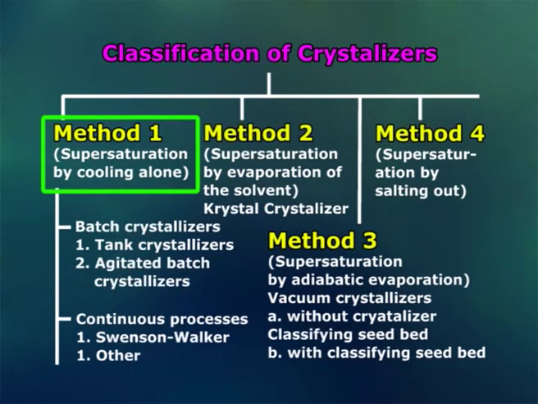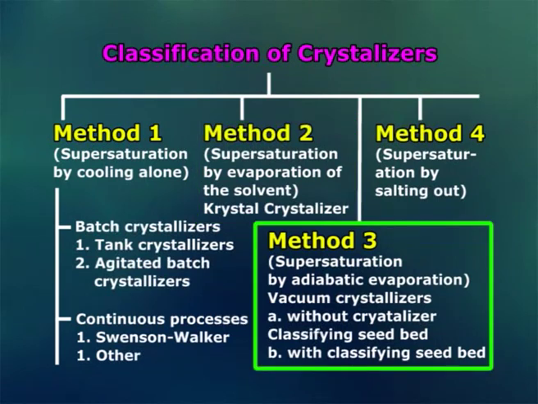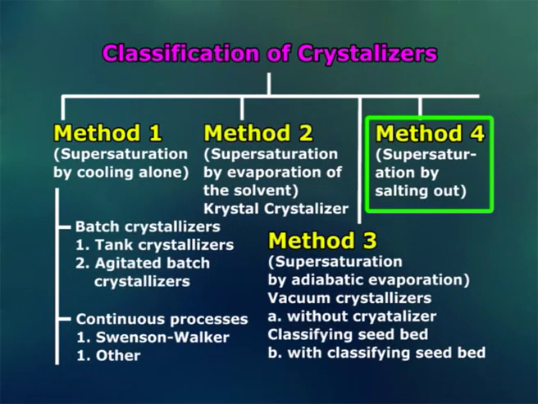Method 1, that is supersaturation by cooling alone, as on your screen. Method 2, that is supersaturation by evaporation of the solvent, that is the crystal evaporator. Method 3, that is supersaturation by adiabatic evaporation, that is cooling plus evaporation. Vacuum crystallizers are further divided into those without classifying seed bed and with classifying seed bed. While method 4 is the supersaturation by salting out method.